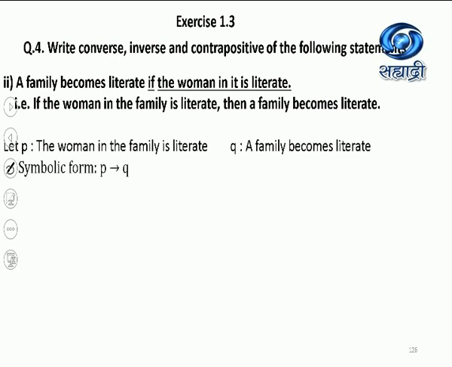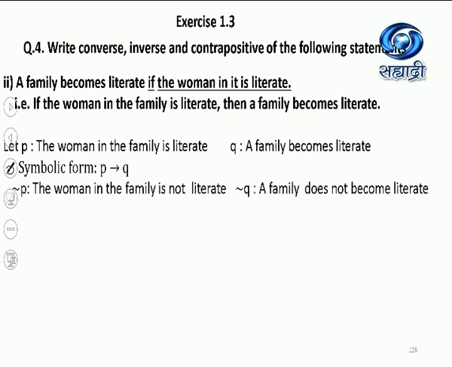Symbolic form is P implies Q. Negation P will be the woman in the family is not literate. Negation Q will be a family does not become literate.